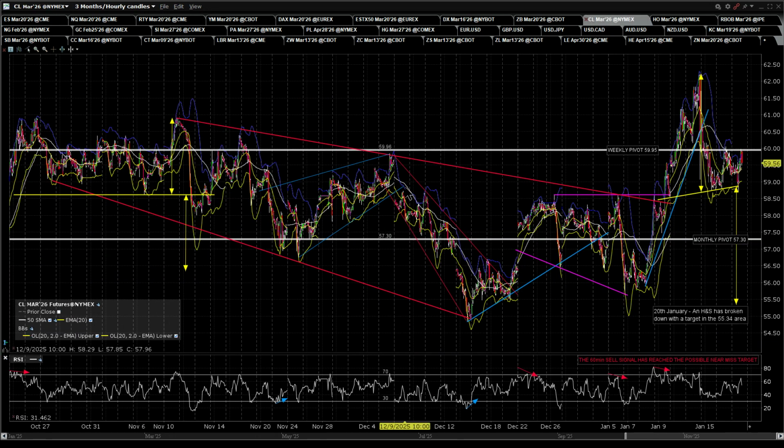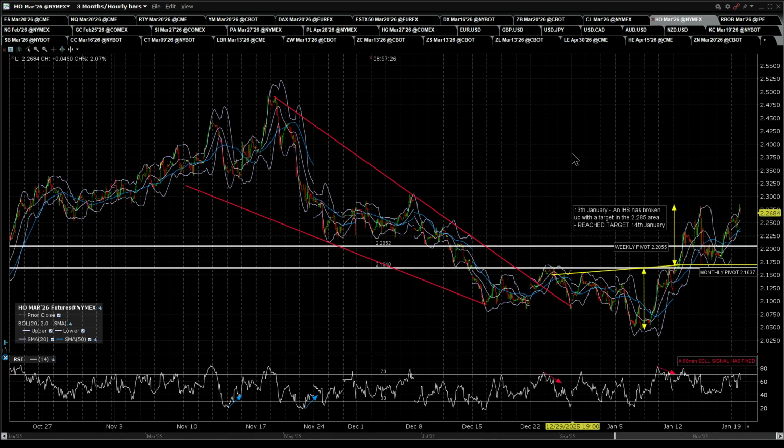Right, CL, I said the other day we were forming a head and shoulders. I was a little doubtful about that breaking down, and as it is, this head and shoulders has broken down, but looks as though it may be rejecting. The right shoulder high is here. It only needs to get over here for this head and shoulders to fail. So watching that with great interest, but if it does fail, then I'd be leaning towards seeing a retest of the high. 60-minute sell signals reached the possible near miss target.